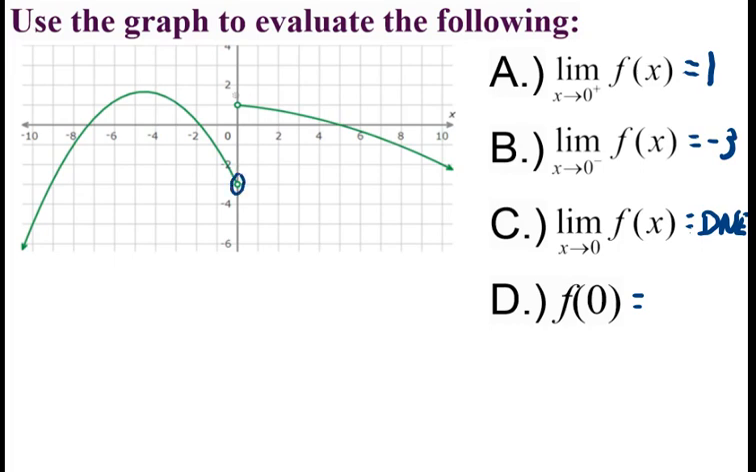Both of these have an open circle, though, which means even though the limits approached a value of 1 and -3, because they're not solid, that means that it was an open circle, so it did not exist, which means you could say that f of 0 is either DNE for does not exist, or you could say undefined or something like that.